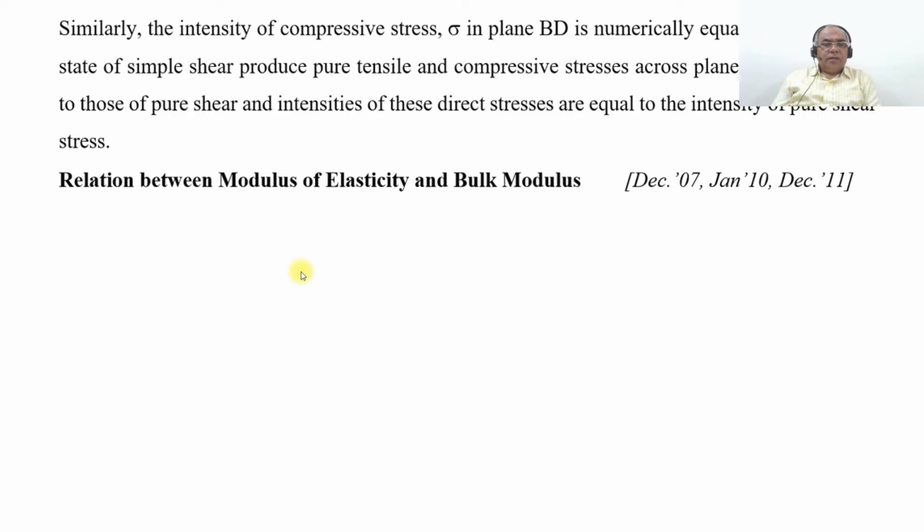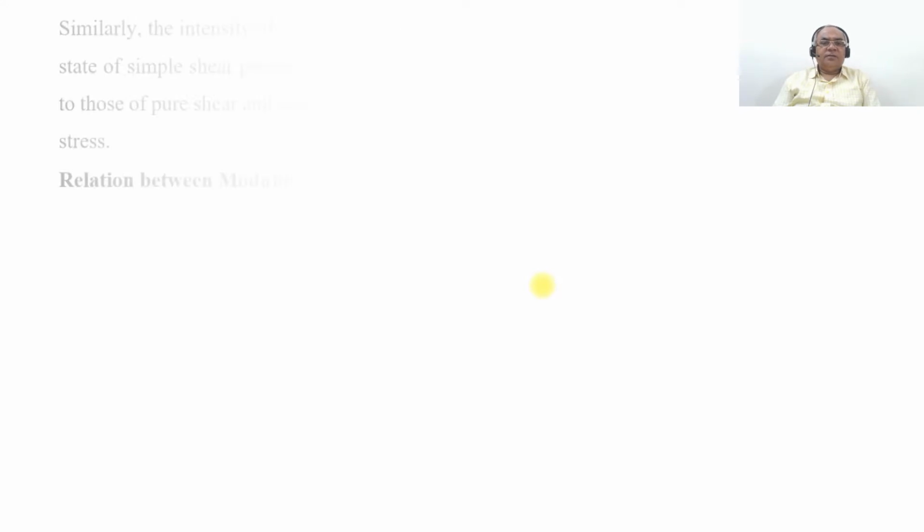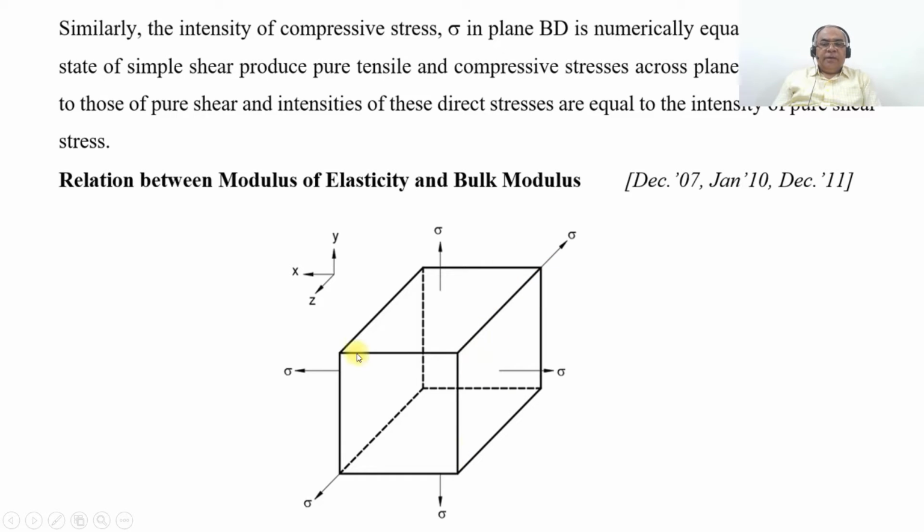Now, we'll take up one more concept, that is the relation between modulus of elasticity and bulk modulus. So here, consider a block of a cube, side A, subjected to stresses sigma in three mutually perpendicular directions of x, y, z, as shown in the figure. Here you have a cube of equal dimension, with sigma acting in the x direction, sigma in the y direction, and sigma in the z direction, again the normal stress.